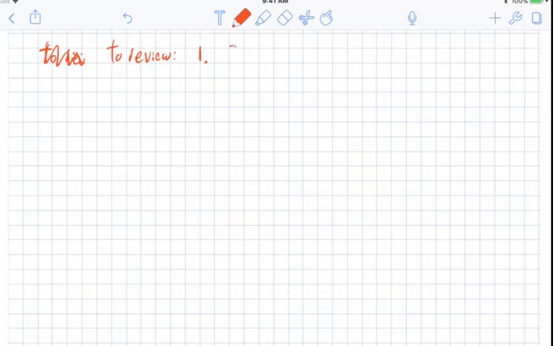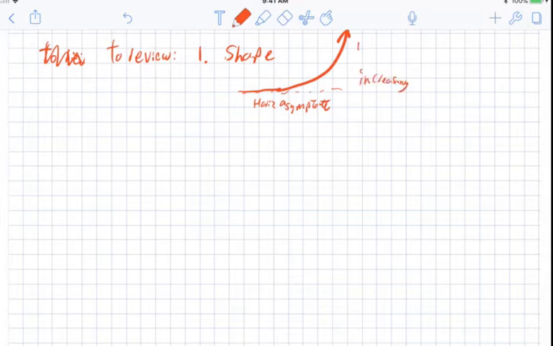The shape of an exponential is either going like that, where it has a horizontal asymptote on one side and then increasing on the other, or it can also have a horizontal asymptote to the right and increasing to the left. It's always got one of those two shapes.